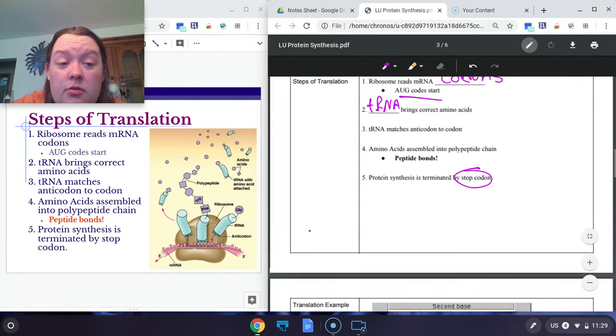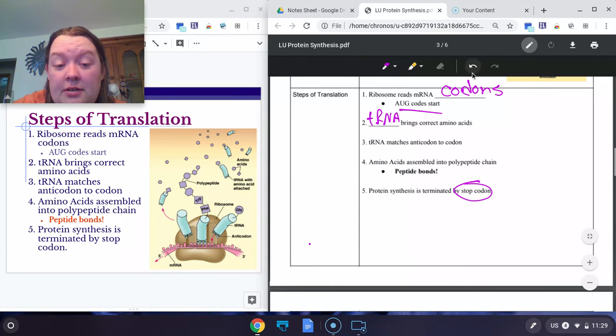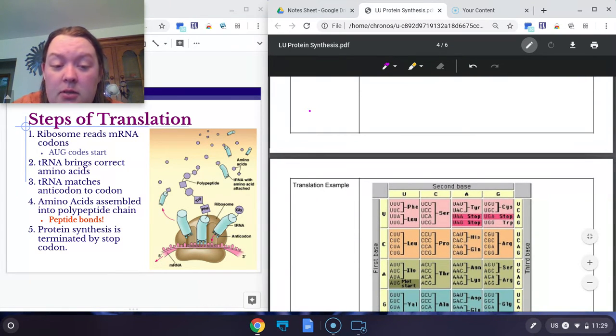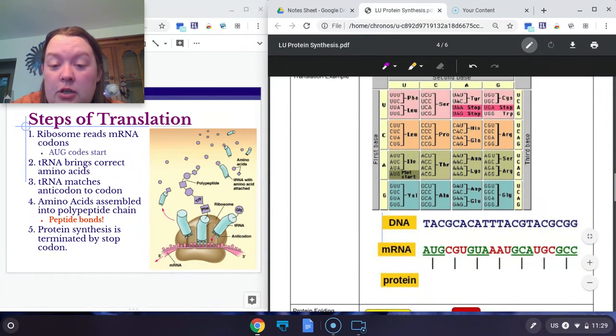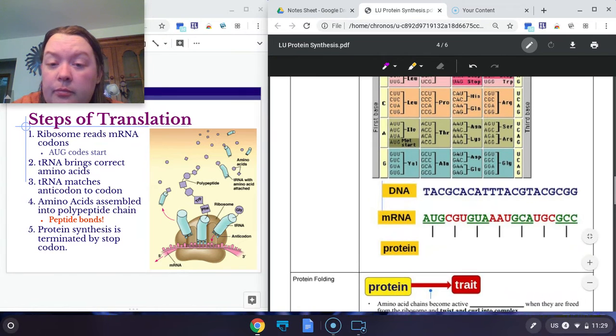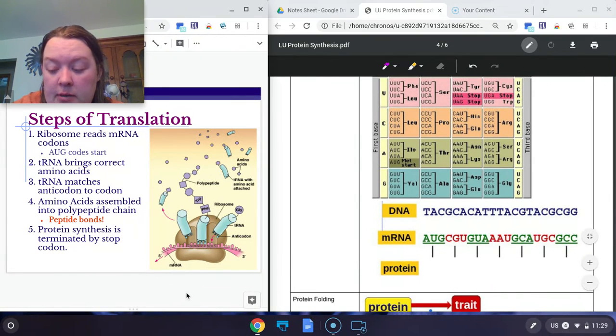I'll post some videos of how this process works using a video on YouTube. That way you can see it happening, because I can't really show the movements of one molecule in and out until they match on here. So there will be some more explanation videos on Canvas. Right now I want to walk through how you read this chart when you're building your protein.